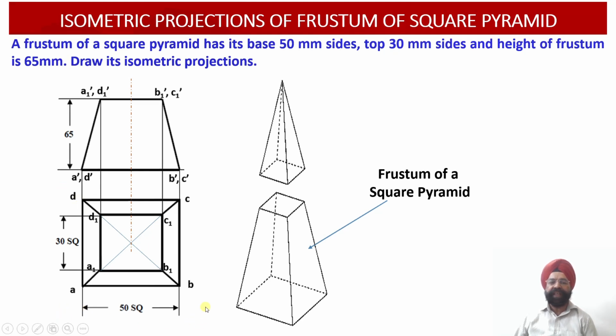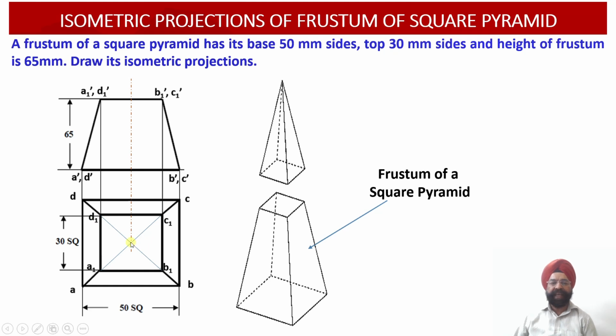Now, having completed the top view projections, I want to draw the front view projections as well. In the front view, the front view of this bigger square, that is the base, will be an edge view. Similarly, the front view corresponding to the top face of the frustum will also be an edge view, and the distance between these two views will be 65 millimeter.